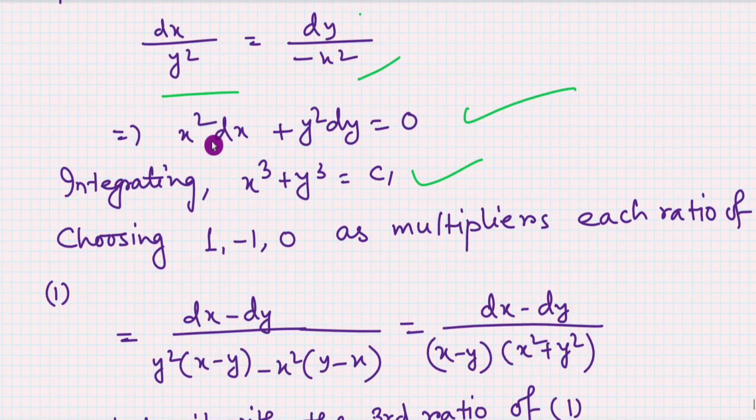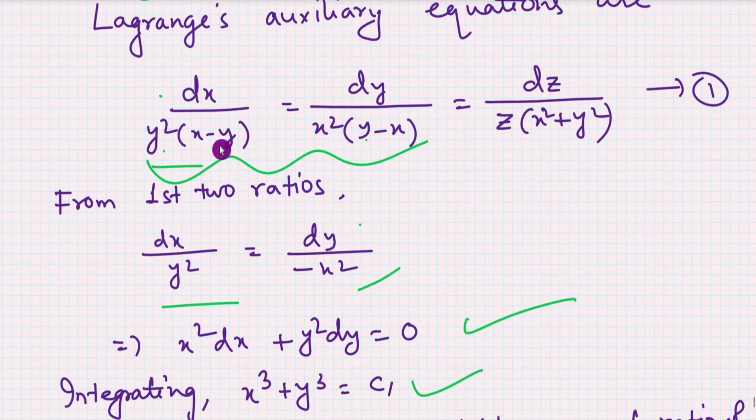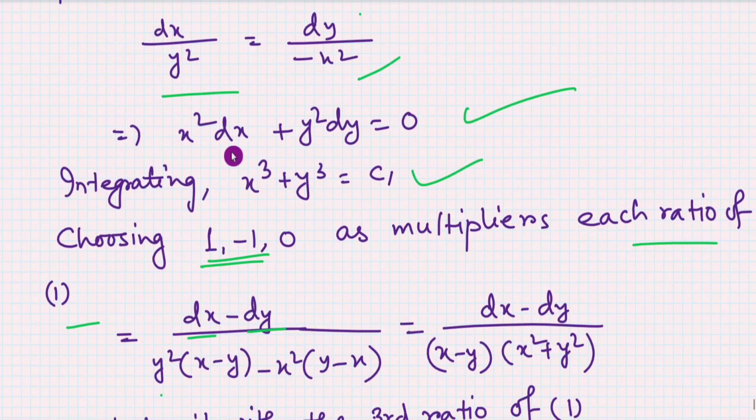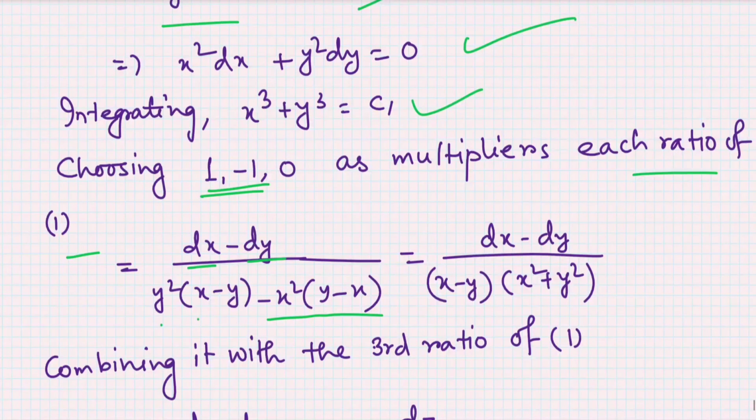So choosing the multipliers 1, minus 1, 0, each ratio is equal to, we can write, (dx minus dy) by, so 1, minus 1 and 0 are the multipliers, (dx minus dy) by y square (x minus y) minus x square (y minus x), minus 0 into dz. This is equal to, we can write, (dx minus dy) by (x minus y)(x square plus y square).